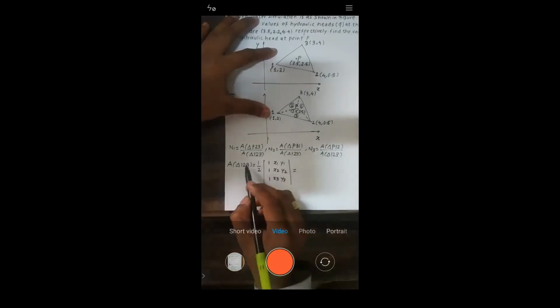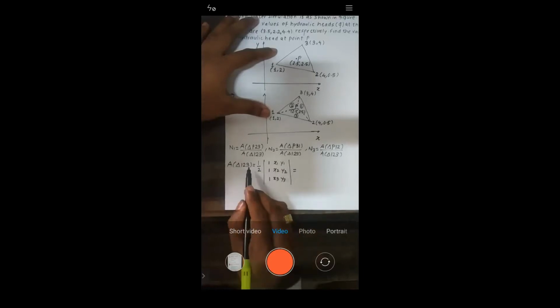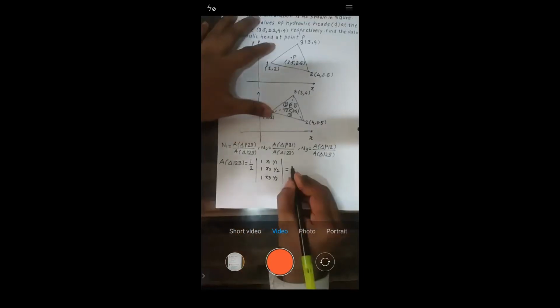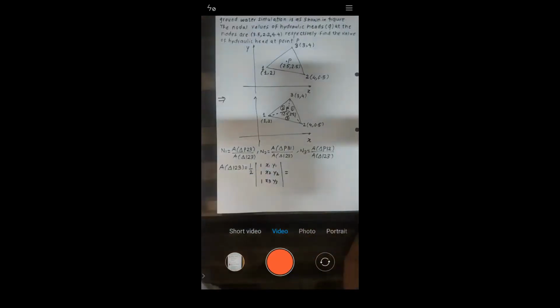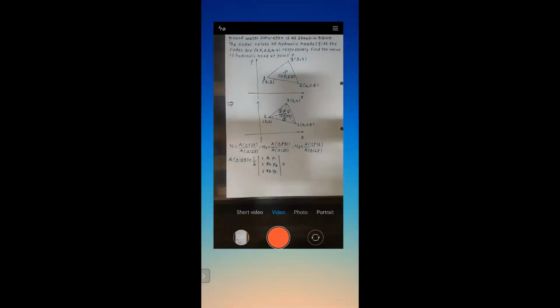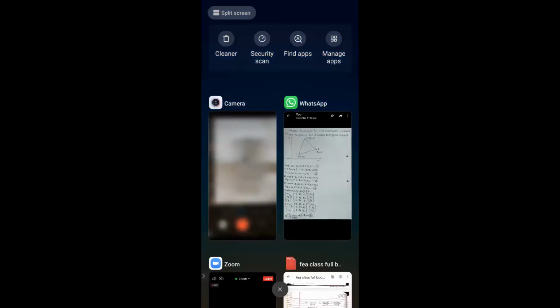Yes, sir. Coordinate of node 1, x1, y1. Coordinate of node 2, x2, y2. Coordinate of node 3, x3, y3. Okay, so now tell me how to solve this matrix, right? We need to take the mod of the matrix, right? How are we going to do that?